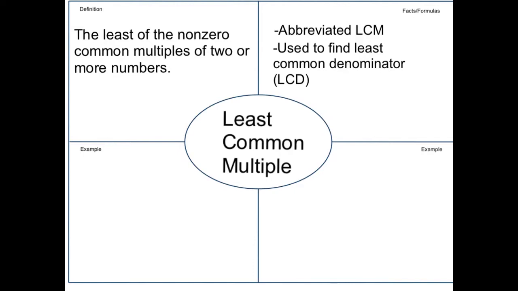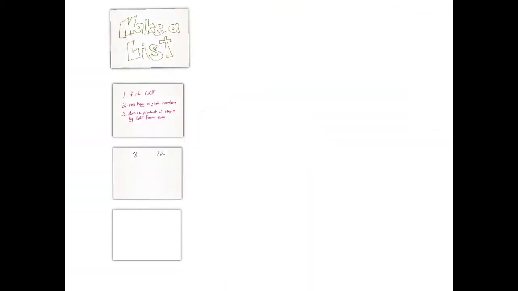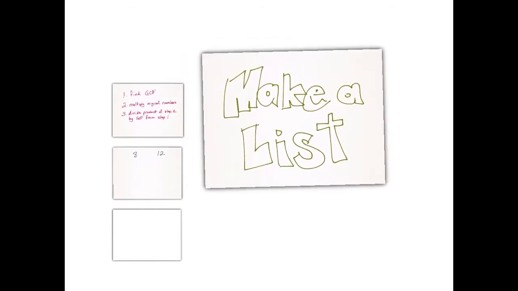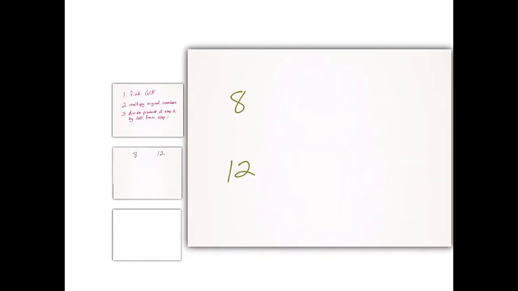And later you're going to use the least common multiple to find the LCD, or least common denominator, of two fractions. One way to find the least common multiple is to make a list. We'll use 8 and 12 as our example numbers.